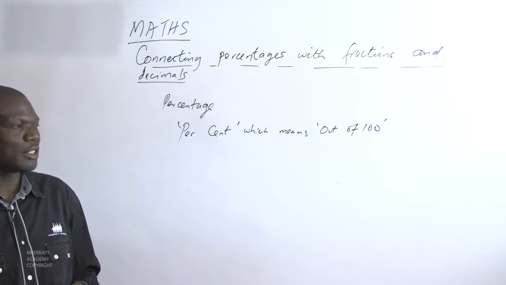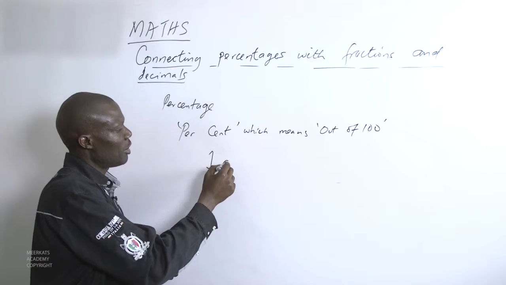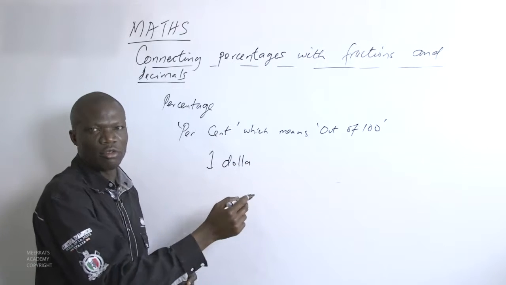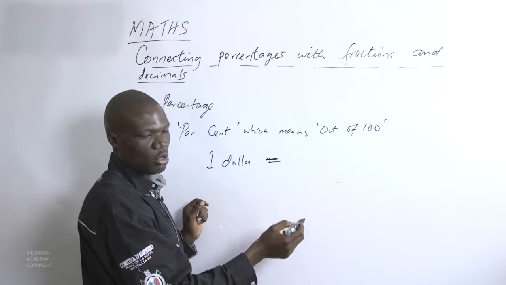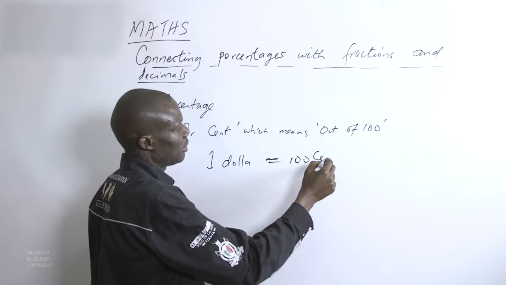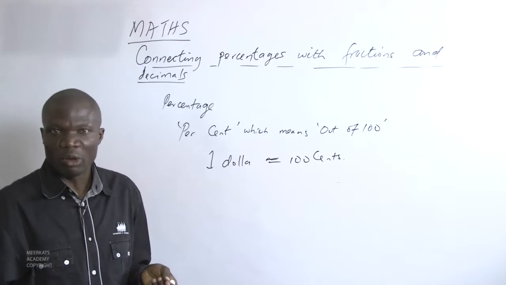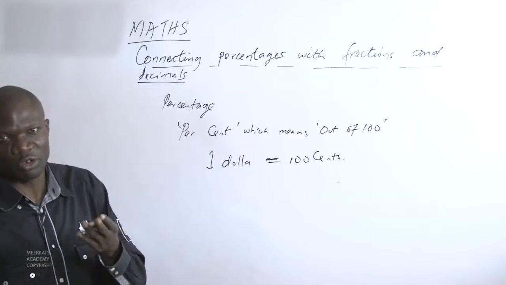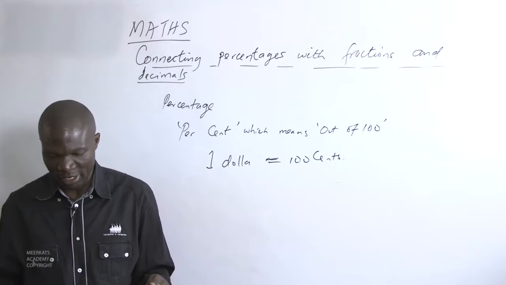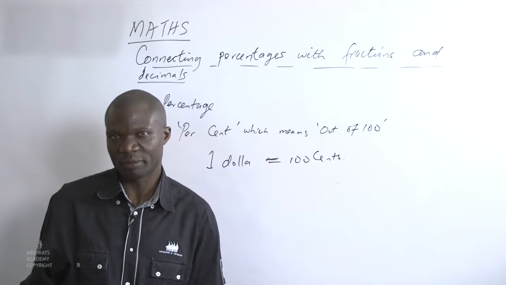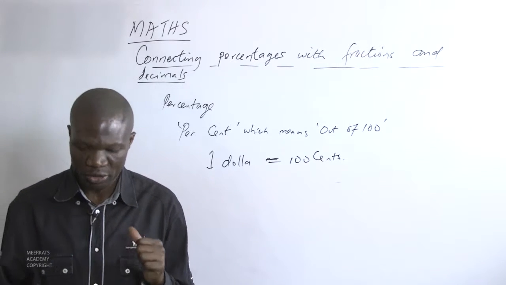When we look at currencies, for example, we say $1 is equivalent to 100 cents. A century is equivalent to 100 years. In our daily lives and situations, you will find that percentages are mostly used.